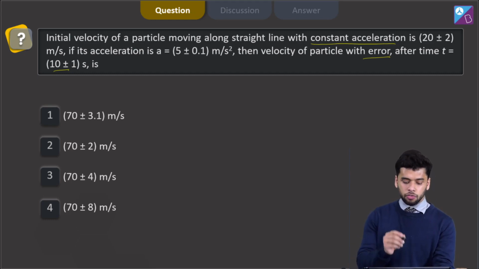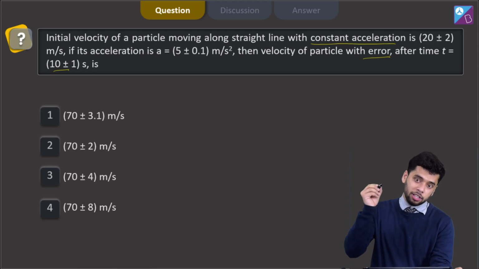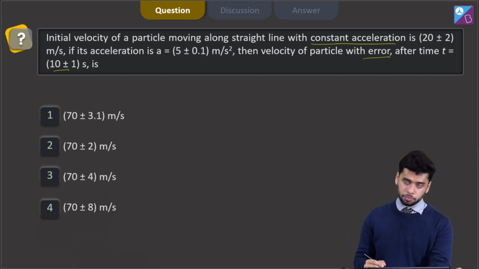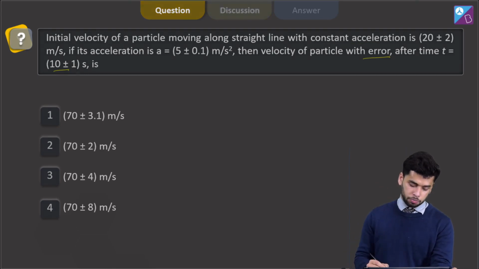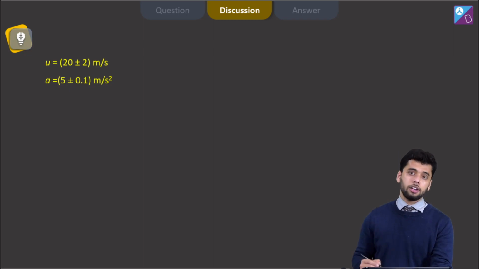If its acceleration is 5 plus minus 0.01 meter per second square, then the velocity of particle with error after time t equal to 10 plus minus 1 second is. Now let us move to the discussion slide to know the correct approach for this question. Initial velocity is 20 and the error in the initial velocity is 2. The acceleration is 5 and the error in the acceleration is 0.1. The time is 10 and the error in the time is 1.